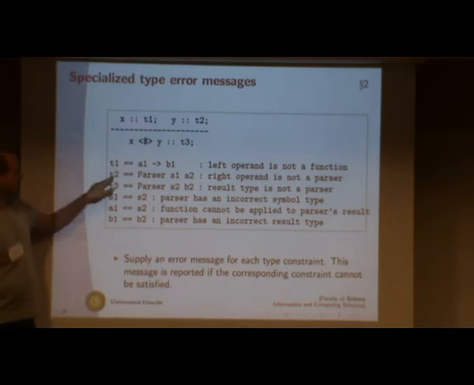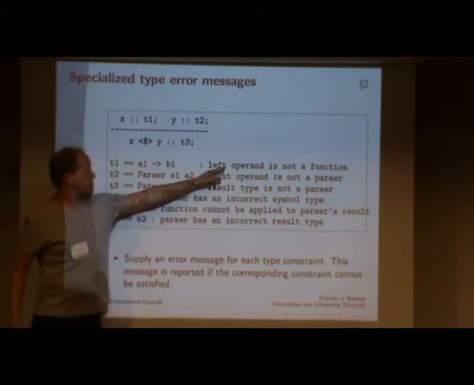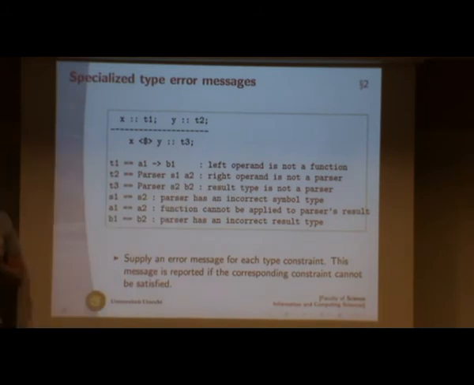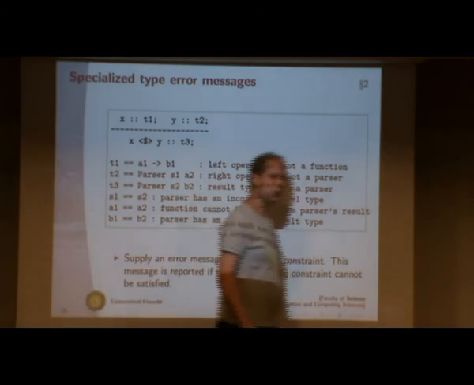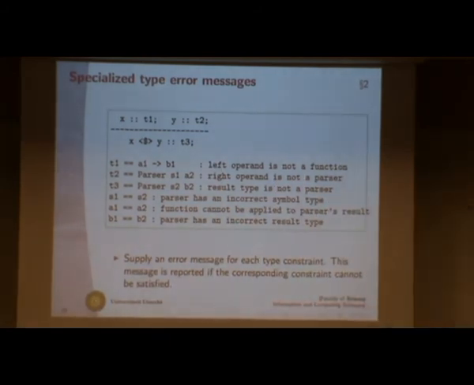And now for every constraint, it's as simple as that. I can just write a specific type error diagnosis. If this constraint fails, then I can write this, and I can mention things like parsers. And I can do this once, and as a DSL developer, ship it together with my source code, and people will get messages like this.